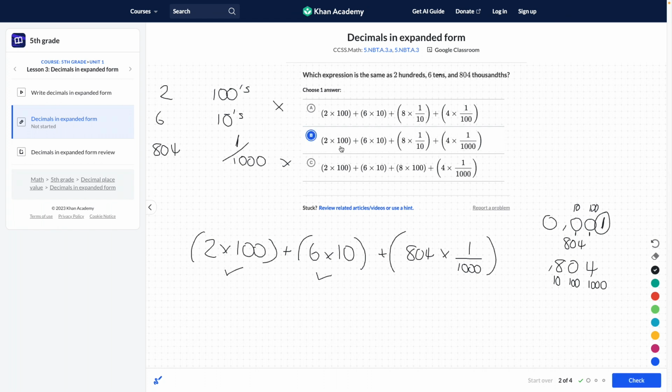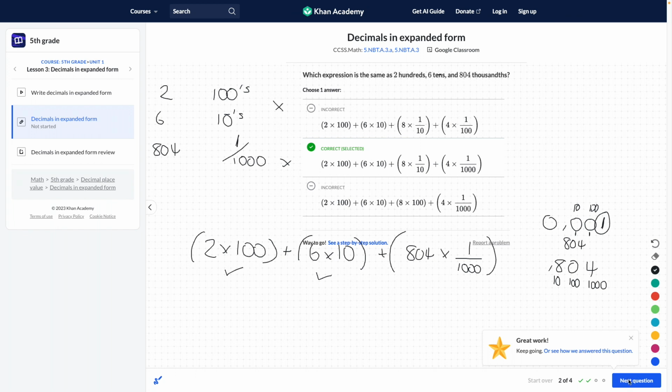So you've just got to be very careful, right? Because it looked correct here, it looked correct here, but this was the thing that was going to throw you off, right? But we had to have 8 times 10 here. So let's just check this. And we're correct. There we go.